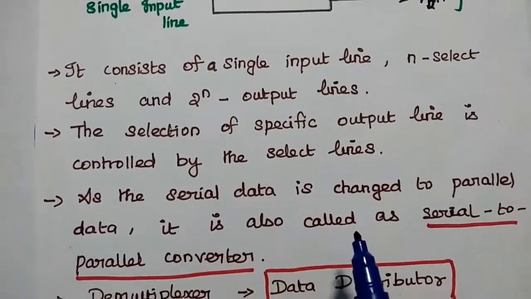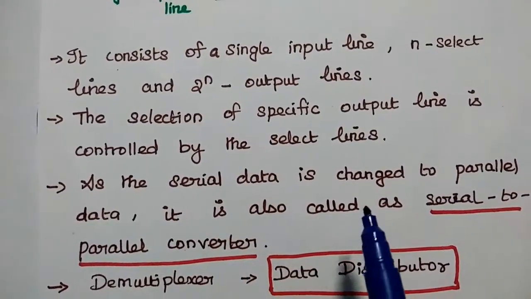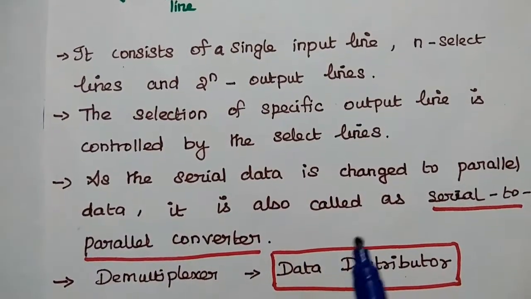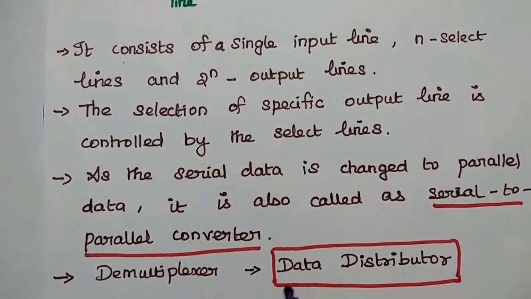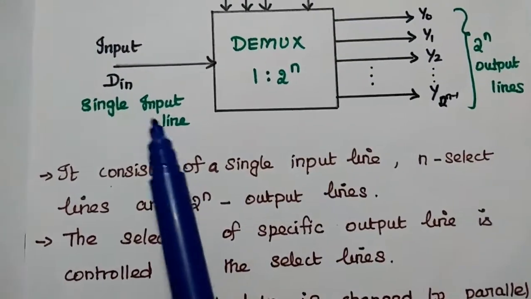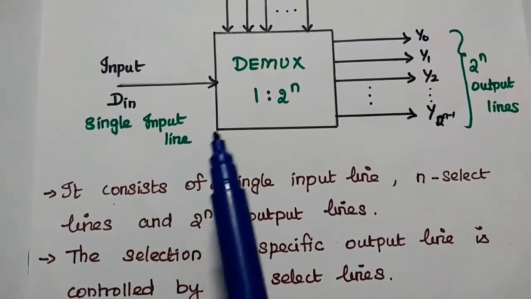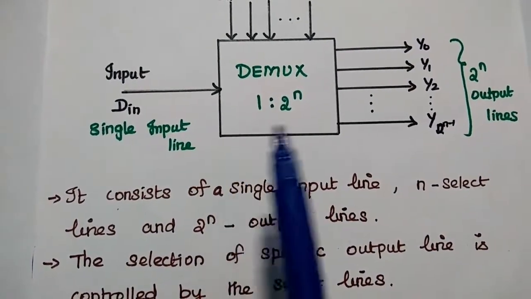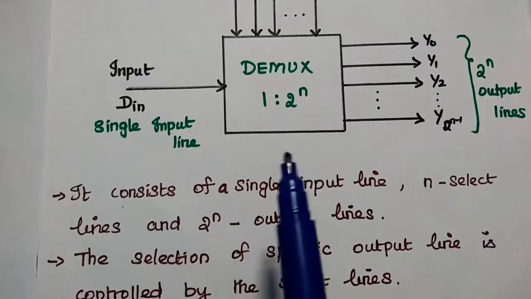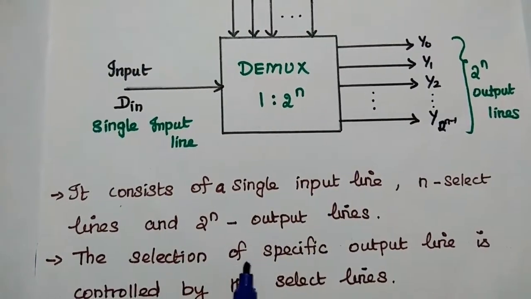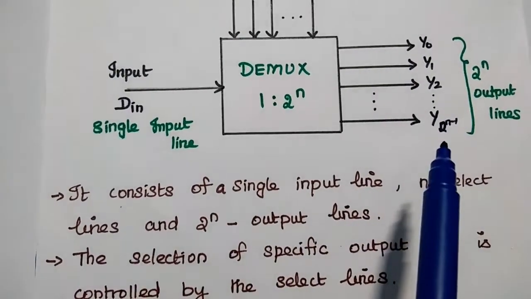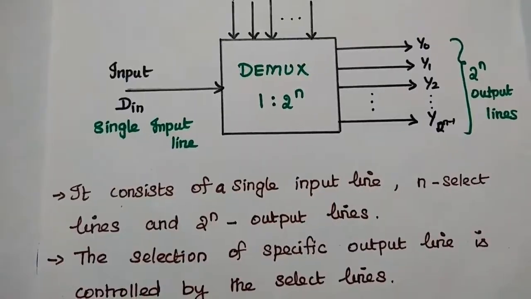As the serial data is converted to parallel data, this DEMUX is also called a serial to parallel converter. It is also called a data distributor because here we give data in a single line as serial data transmission, and that will be converted into parallel data transmission. So it is referred to as a serial to parallel data converter, or a data distributor among 2^n possible output lines.